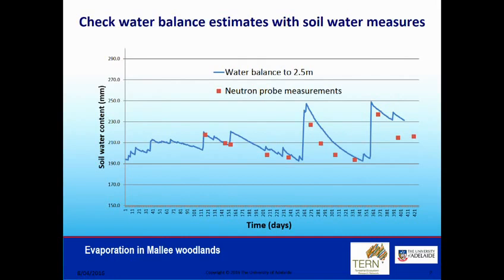The estimates that we make from the atmospheric measurements from the flux tower are calculated via a method called eddy covariance to come up with our estimate of evaporation. And we use that estimate together with the rainfall data to come up with a water balance. Here this is a water balance which is constructed for the top 2.5 metres of the soil profile. That's our estimate, and we're checking that against neutron probe soil water measurements, again to that depth over time.